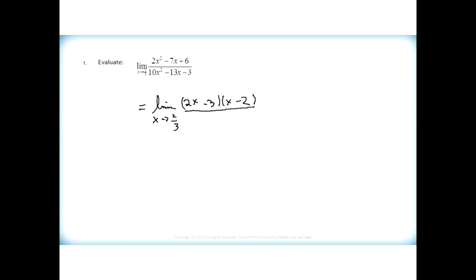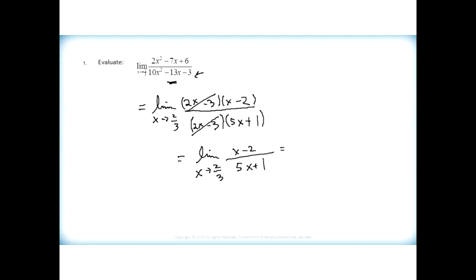Then in our denominator, I've got 10x squared minus 13x minus 3. So when I go to factor that, let's go with 2x and 5x. And to make a -3 on the end, let's try putting a -3 here and a +1. Then we'll check it. That gives us 2x minus 15x, which gives us the minus 13x we needed. And everything is okay there as well. We can see in this case that (3x - 2) over (3x - 2) will cancel. That gives us the limit as x approaches 2/3 of (x minus 2) over (5x plus 1).